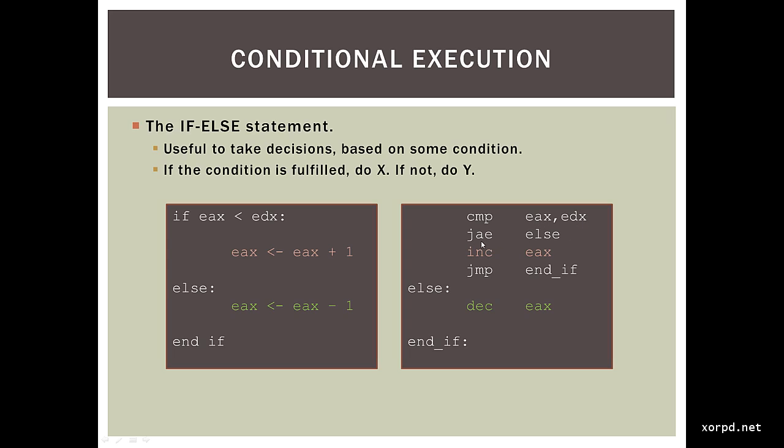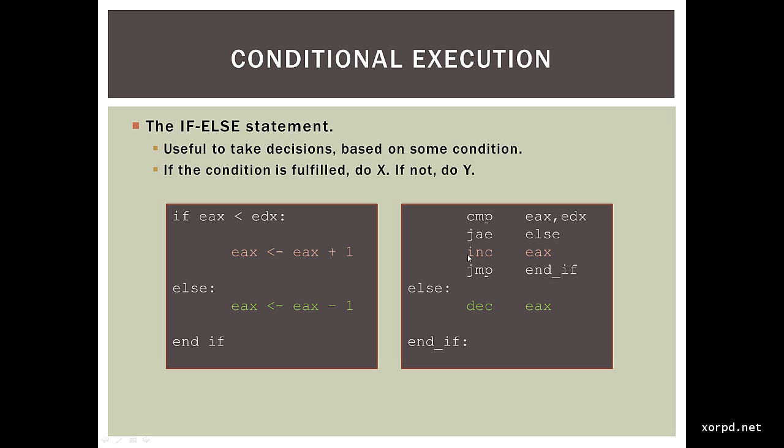I remind you that this comparison is unsigned comparison. We have already talked about the two types of comparison, the unsigned and the signed. It is not very relevant here, but I just remind you that this is unsigned comparison. So if EAX is smaller than EDX, we get to this instruction.